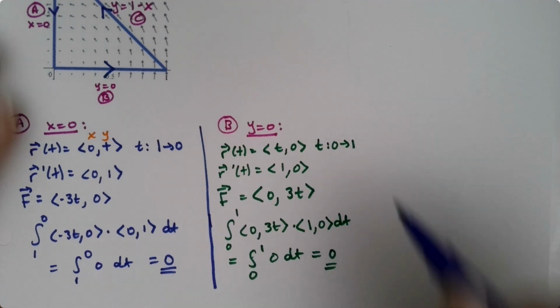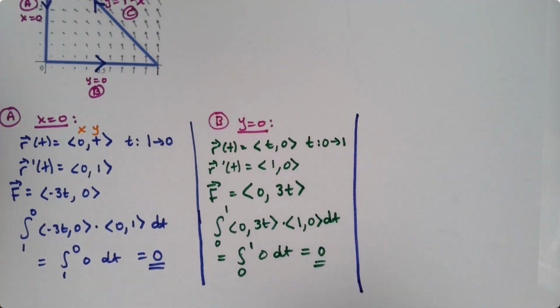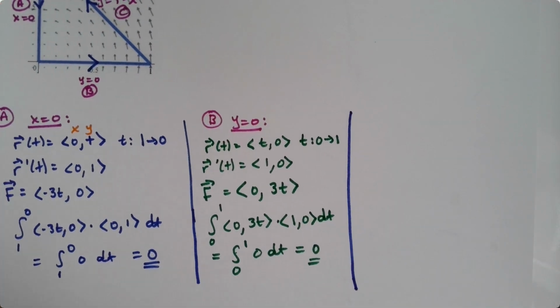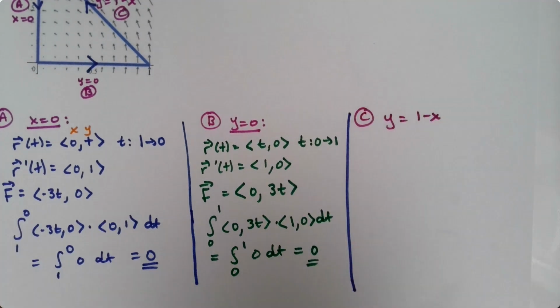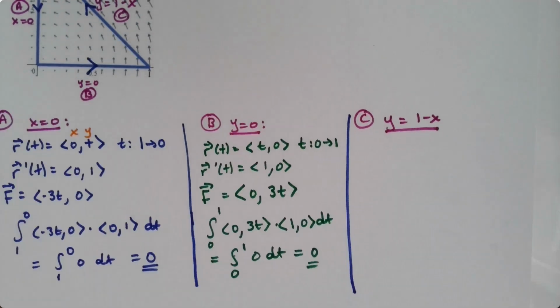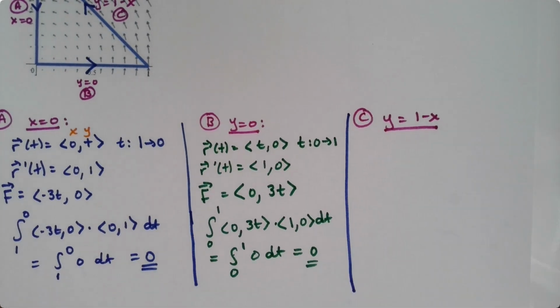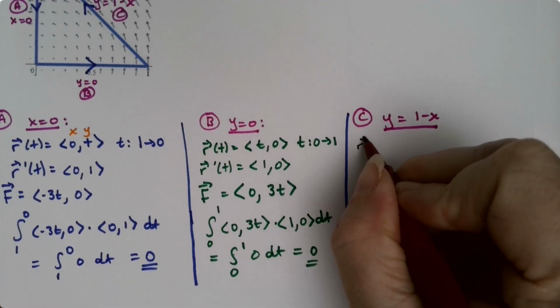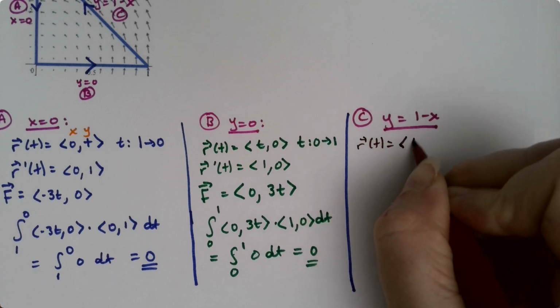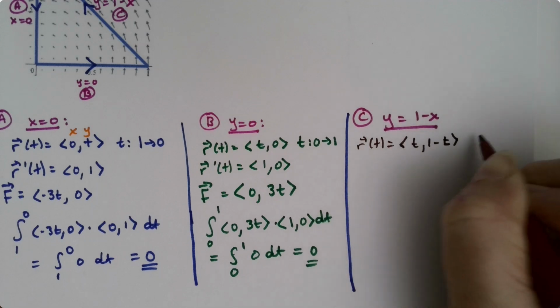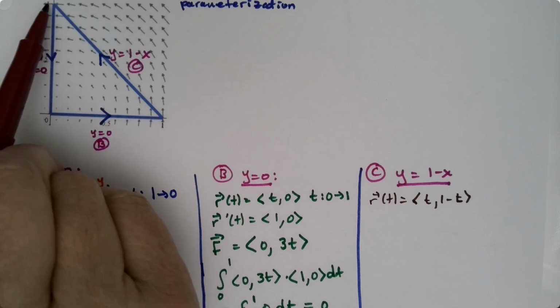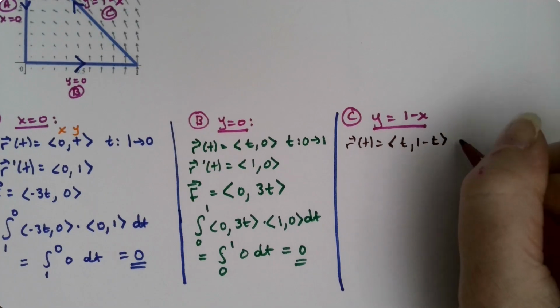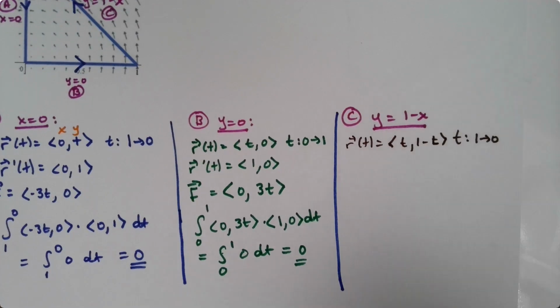All right, so far we're a bust. We're finding zeros everywhere. The last one is not 0, I can tell you that. Okay, so part C, y equals 1 minus x. So the way to write that, r of t is equal to t, 1 minus t. T is going from over here at 1 back to 0, right? Because we have to do that orientation. So t is going from 1 to 0.